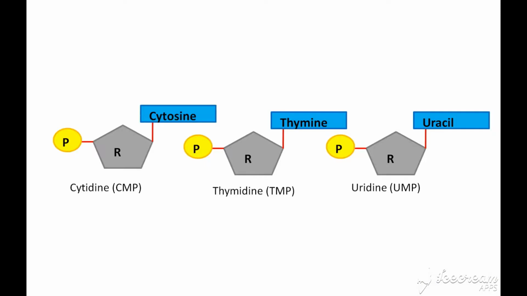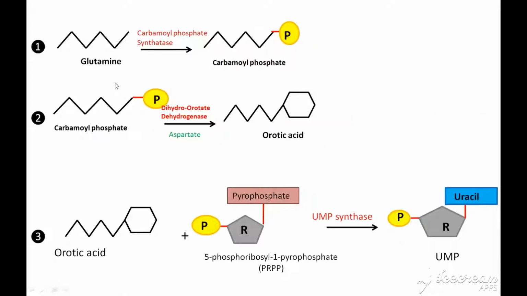Okay, so the goal of the pyrimidine synthesis pathway is to synthesize the three pyrimidine nucleotides, and they are uridine, thymidine, and cytidine. The first part of this pathway is going to be the formation of uridine, and uridine is going to be used as a template to make thymidine and cytidine. The best way to understand the pyrimidine synthesis pathway is to study the formation of each pyrimidine nucleotide separately. Okay, so we're going to start by studying the synthesis of uridine or uridine monophosphate.